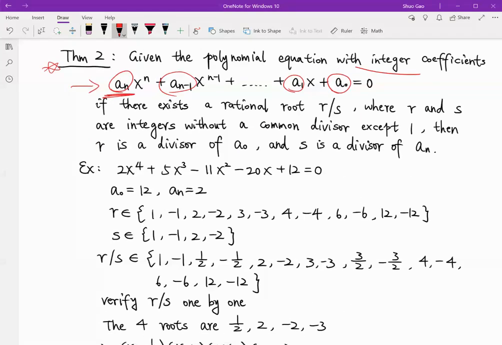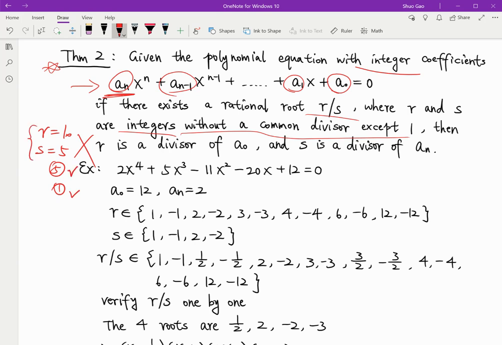And if there exists a rational root, R over S. As we said, rational numbers are called rational numbers because they can be represented by a ratio of two integers. Right, this is in chapter 2. So R and S are both integers, but they are without a common divisor except 1. So that means that if R is 10 and S is 5, then this doesn't hold because they have a common divisor 5, not only 1, right? They have another divisor called 5.